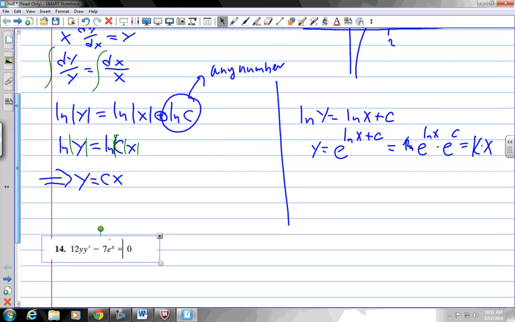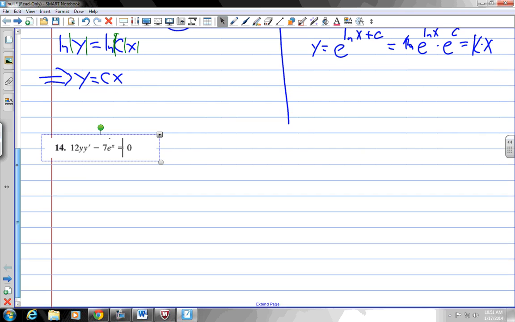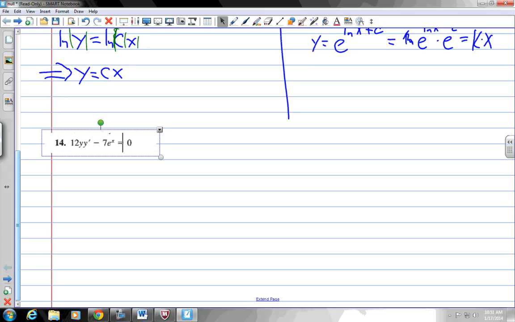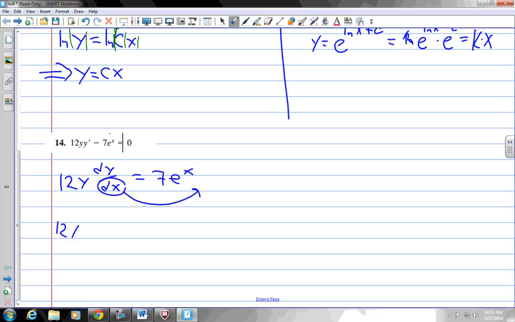So that seems to work, right? It kind of satisfies that. You have a function of x and a function of y, dy dx. So again, our job is to flip everything around, so we have everything in terms of y on one side and everything in terms of x on the other side. Do you see how to do that algebraically? It's 12y dy dx equals 7 e to the x, right? What should I do? Yeah, multiply by dx, right? Get dx on the other side. So we have 12y dy equals 7 e to the x dx.